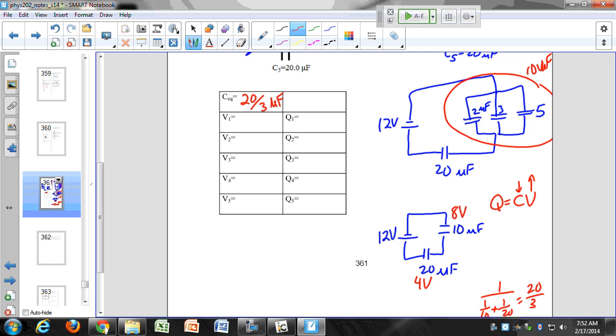So you can start filling in your table. That 20 microfarad, that was C5, so it's 4 volts right here. Now look guys, that was easy because your numbers are easy, right? And I try to give you easy numbers, but in the case that you don't have easy numbers, what would you do there?